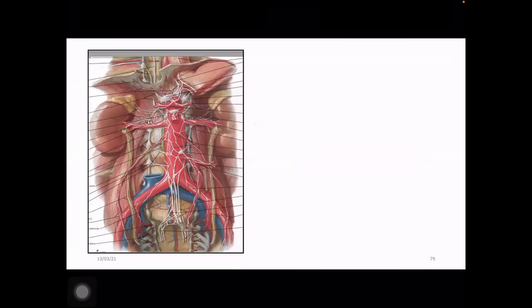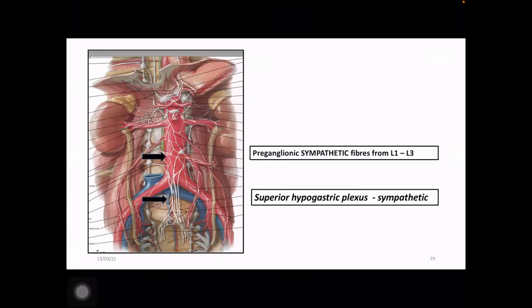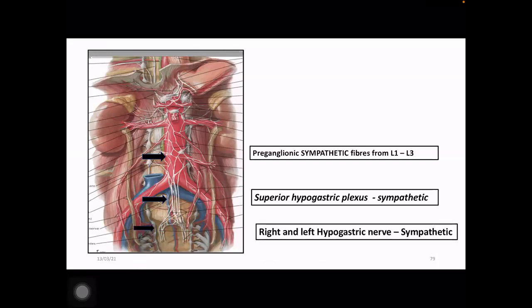I want to go to the nerve supply of the rectum. Fine. As far as the nerve supply of the rectum, it comes from the sympathetic plexus present in the pre-aortic area. These are nothing but preganglionic sympathetic fibers from L1, L2, and L3. They come along the pre-aortic area and form the superior hypogastric plexus, which again contains only sympathetic nerve fibers. This superior hypogastric plexus condenses and forms two nerves, the right hypogastric nerve and the left hypogastric nerve, which also contain only sympathetic fibers from L1 to L3.